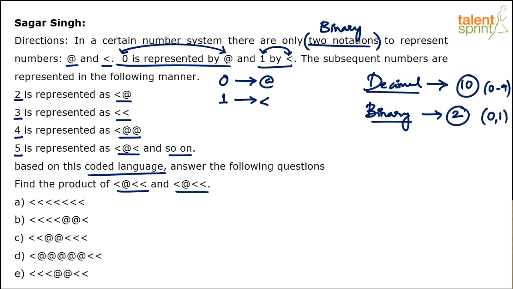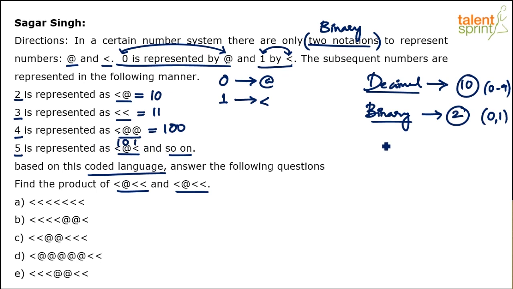So now if you see, the number 2 is represented as "less than at the rate." "Less than at the rate" is equal to what? 1, 0. Number 3 is represented as "less than less than," which is 1, 1. Then the number 4 is represented as "less than at the rate at the rate," so like 1, 0, 0. 5 is represented as 1, 0, 1. A typical binary number system, right? We use only zeros and ones.